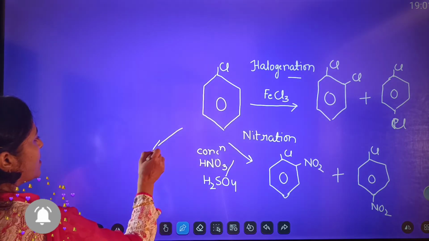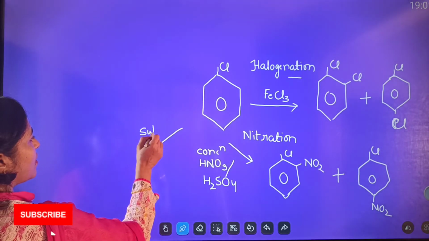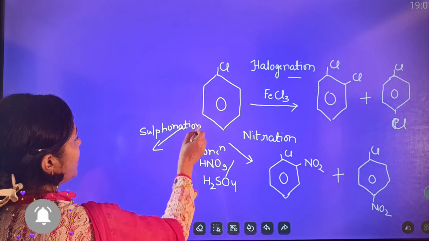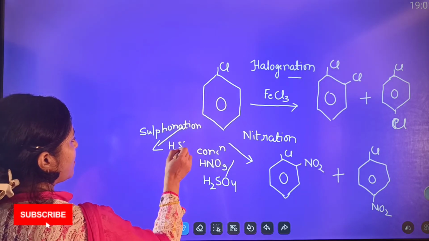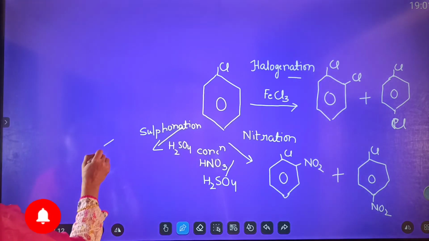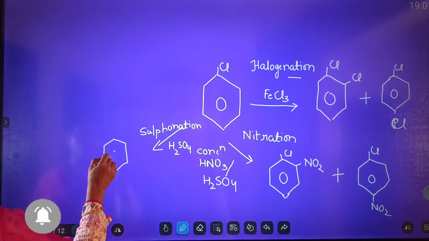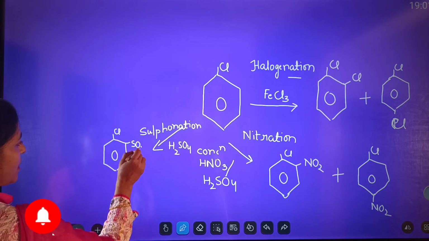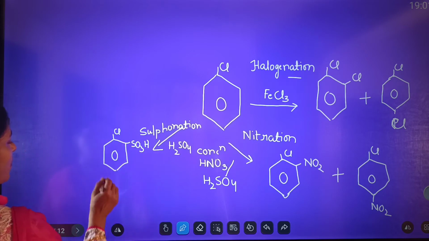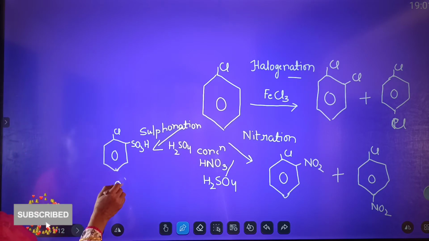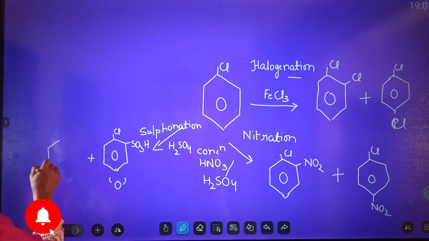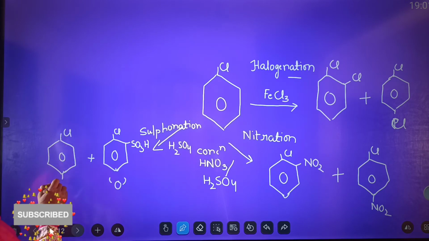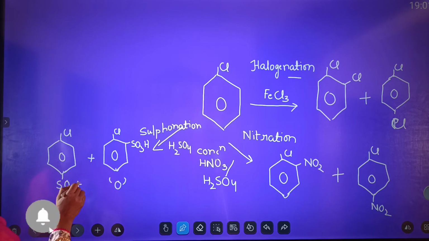Now have a look at sulfonation. In the process of sulfonation, we will be taking H2SO4 as a reagent, and when we react haloarene, that is chlorobenzene, with it, we will be getting the sulfonic acid group, that is SO3H group, one at the ortho position and the other at the para position. I hope it is clear to you.